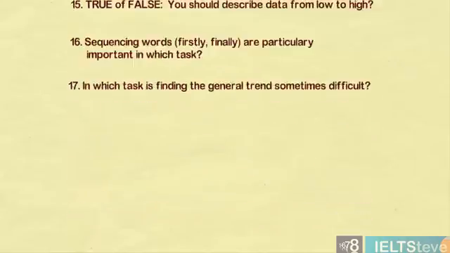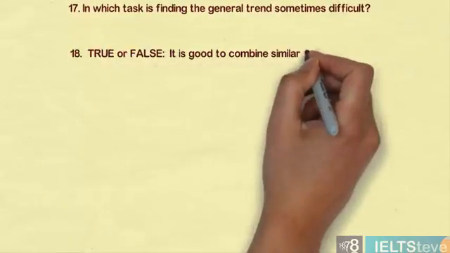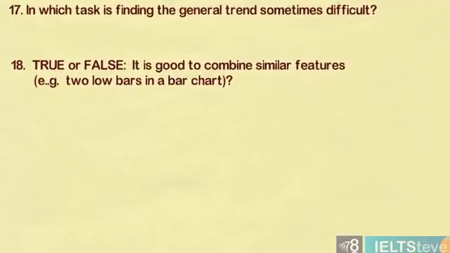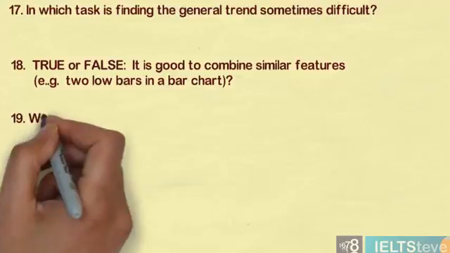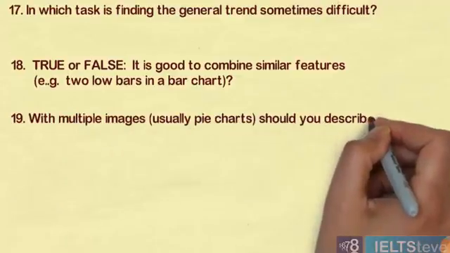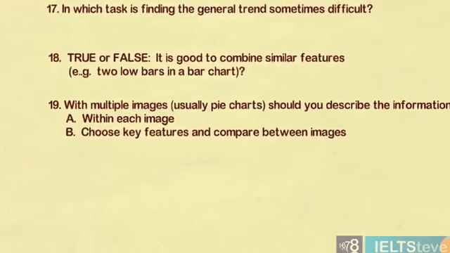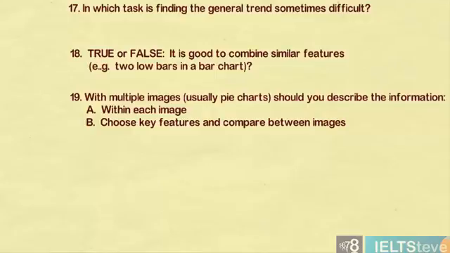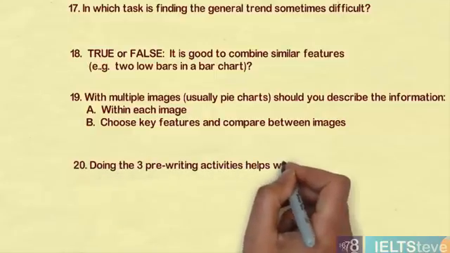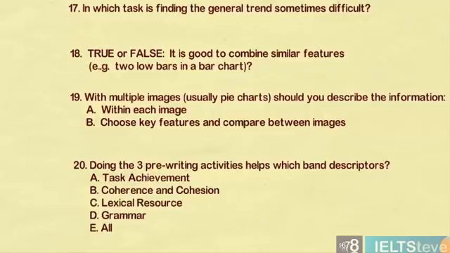So the idea here is if you've got 2 bar charts, maybe there's 6 or 8 but in a Task 1, but you see 2 that are very similar. Would it be a good idea to combine them together? And with multiple images, usually that's pie charts. Pie charts are the most common thing in IELTS where you get more than 1 image. Should you describe the information within each image first, or should you choose key features and compare between images? And the final question, perhaps the most important, question 20. Doing the 3 pre-writing tasks, which band descriptors is it going to help? So there's a little quiz for you.